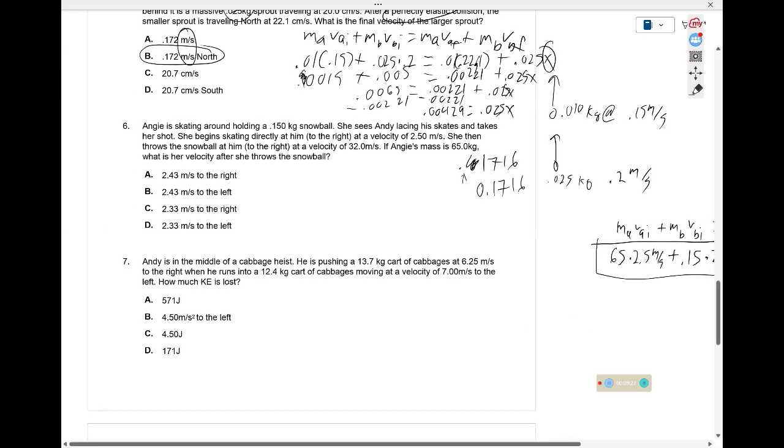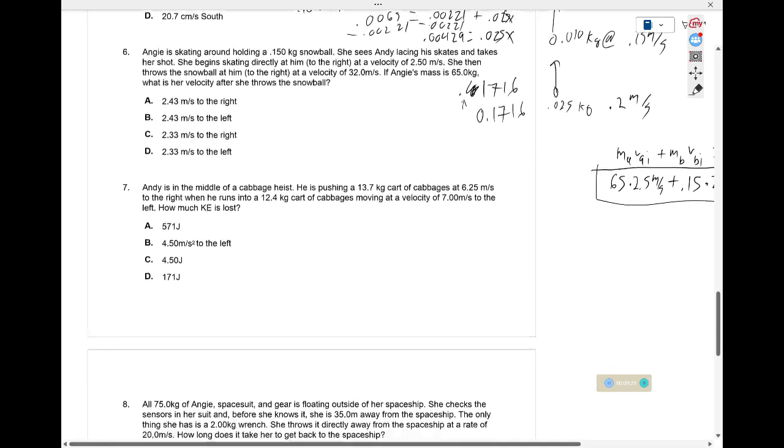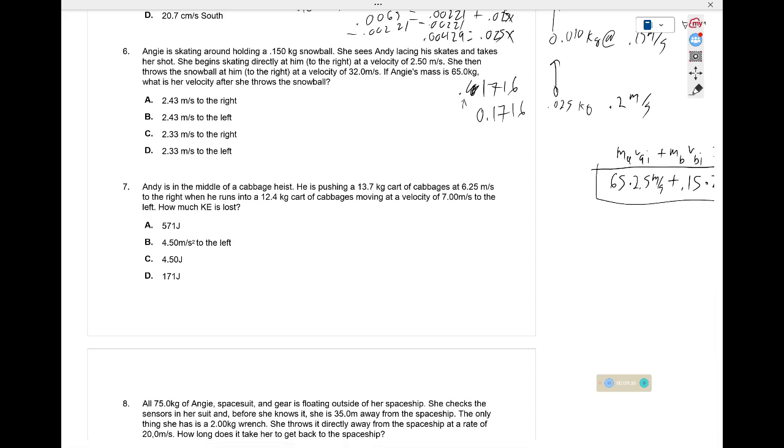Okay. Andy's in the middle of a cabbage heist and pushing a 13.7 kilogram cart at 6.25 meters per second to the right when he runs into a 12.4 kilogram cart moving at 7 meters per second to the left. How much kinetic energy is lost?